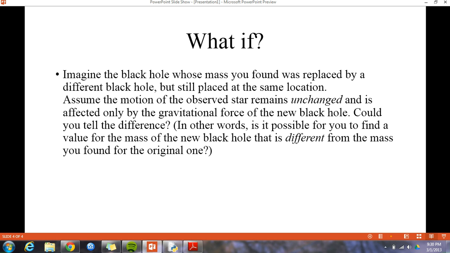Essentially, yes, we would be able to find the mass of the black hole, because if it's placed in the same position, well then how we rearrange Newton's law of gravitation, that will be the only factor. Nothing's changing, so we would still be able to find the mass of the black hole.